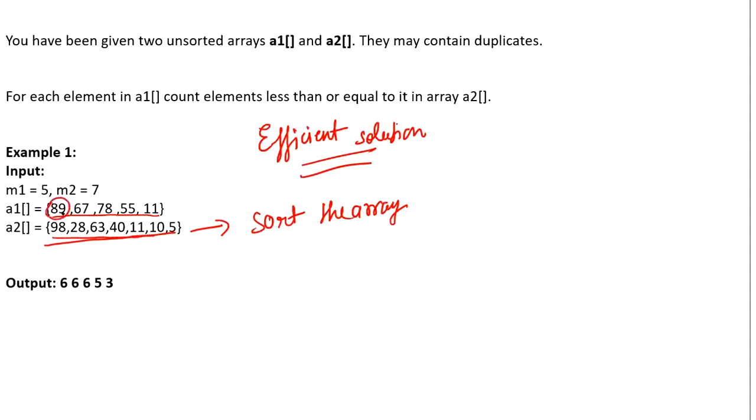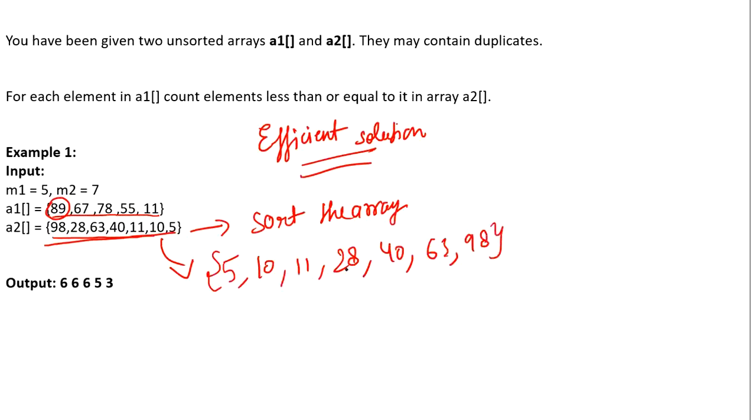For example, first we are considering 89. So with respect to 89, we will do the binary search in the second array after sorting. After sorting, the array is going to look like: 5, 10, 11, 28, 40, 63, 98. Okay, so this is how the array will look after sorting. So for 89, we will do the binary search in the second array, that is A2. And then we will find the index of the largest element that is smaller than or equal to the element of the first array.